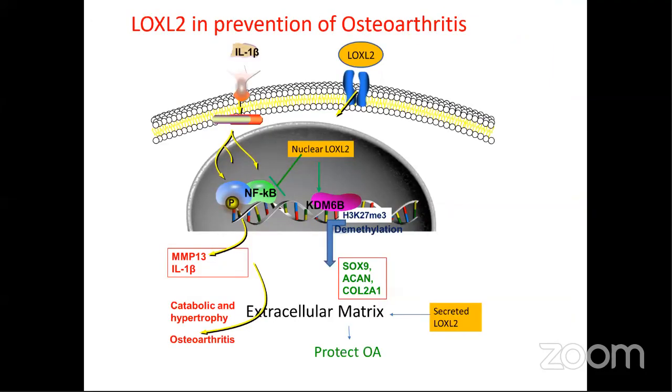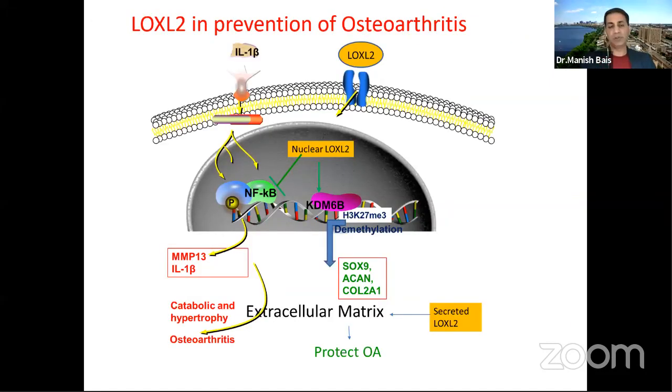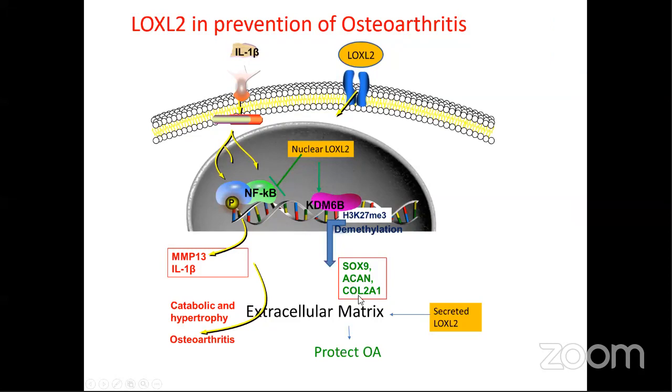Next, we tried to find out the mechanism. We found that LOXL2 works by inhibiting some signaling pathways, which are catabolic signaling pathways. It upregulates certain genes which are related to the extracellular matrix.